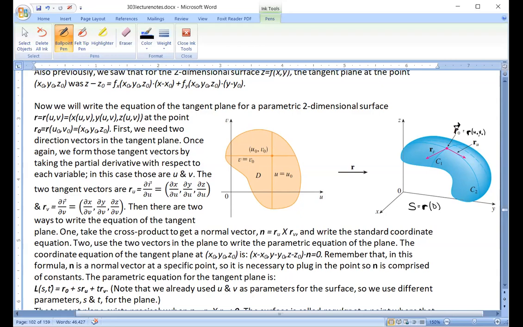So if you've done linear algebra, you know this is just a linear combination of two vectors. That's the idea. But if not, that's fine. This is how we can get to any point in the tangent plane. Okay, so these are the two ways that we can make the formula of the tangent plane.